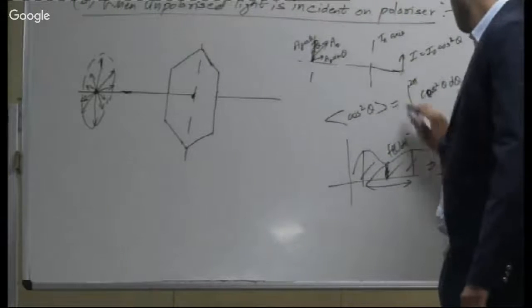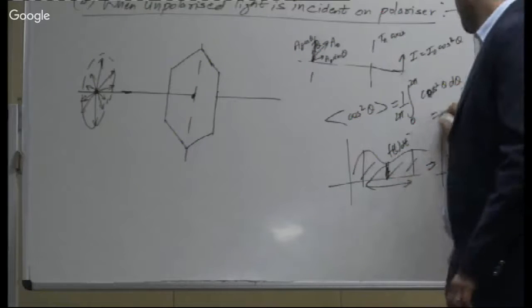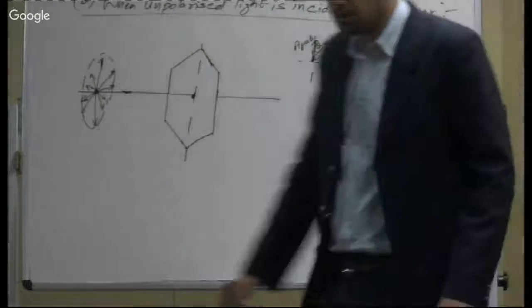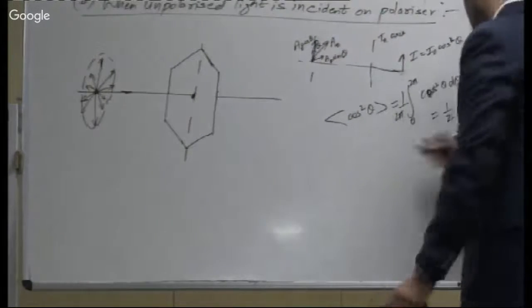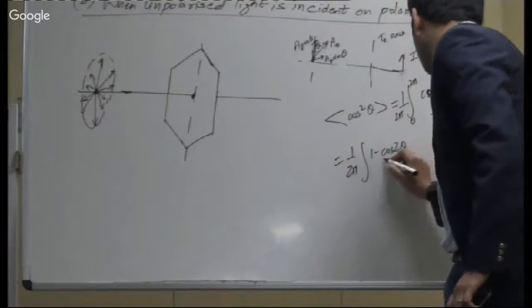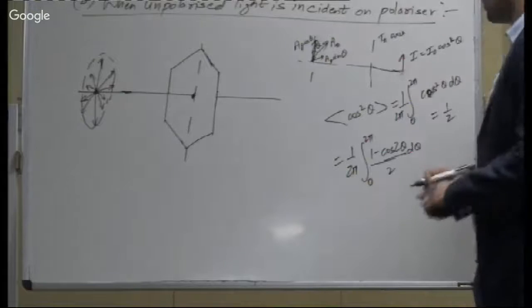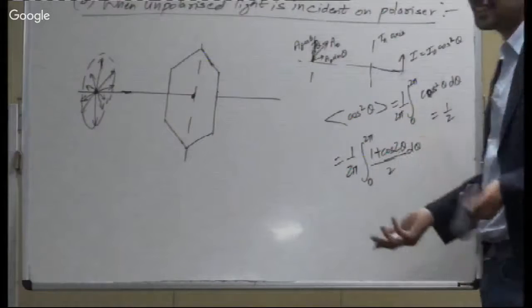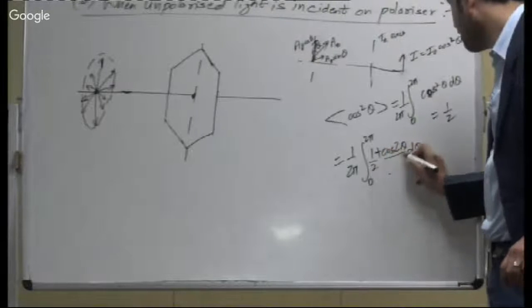This upon this, and we already knew that the average would be half. How can you integrate it? It would be 1 minus cos 2 theta by 2, right? 1 minus cos 2 theta by 2, and 1 by 2 pi integral of (1 minus cos 2 theta) by 2 d theta from 0 to 2 pi. Let's check. We have 1 by 2 and we have cos 2 theta by 2.